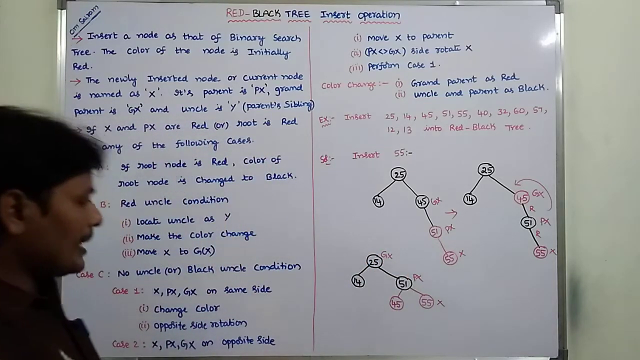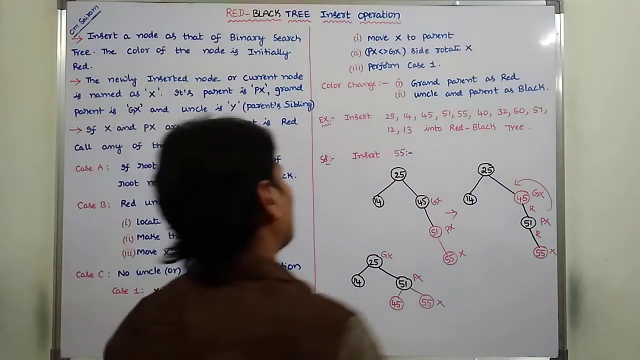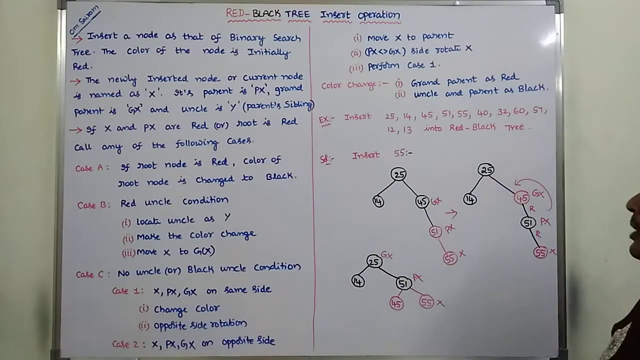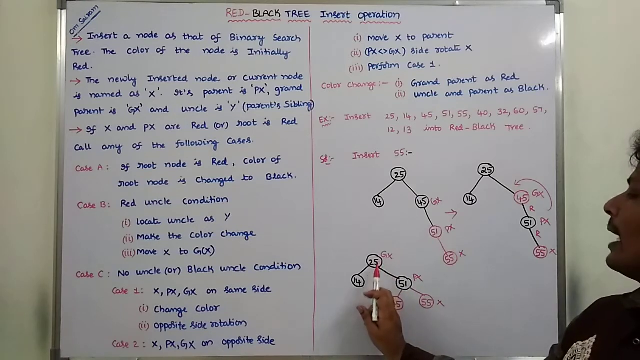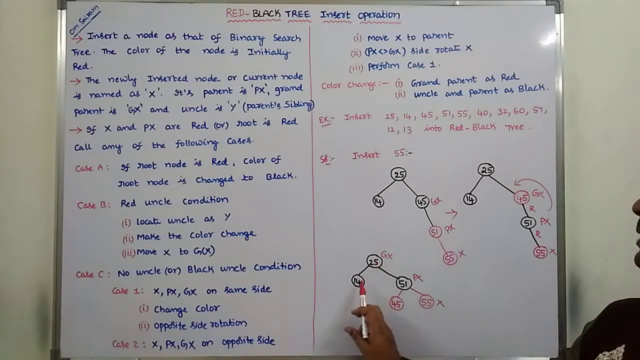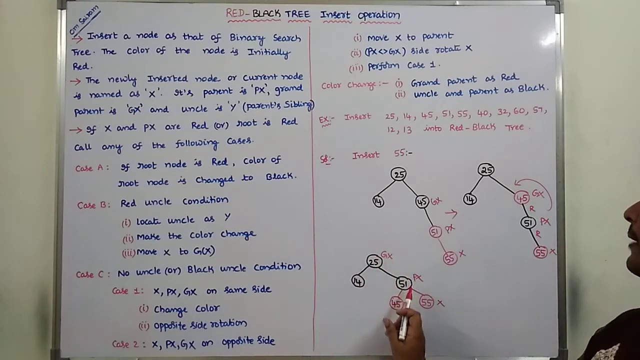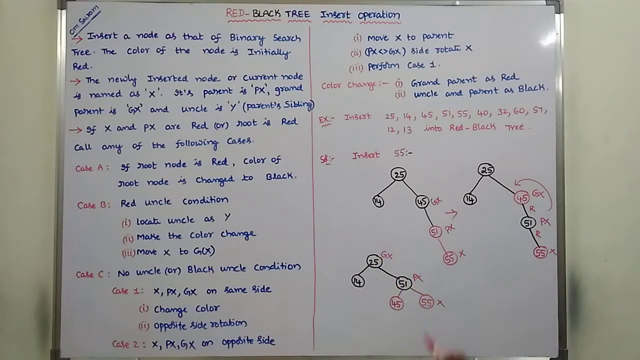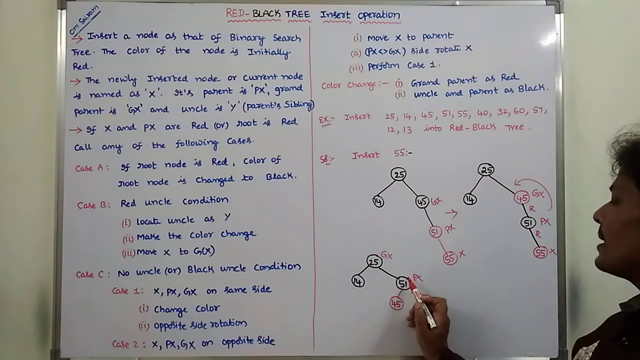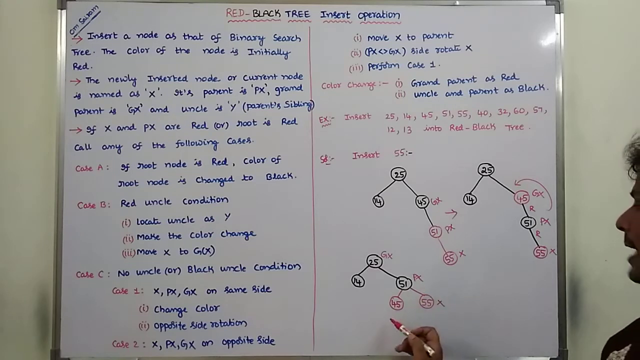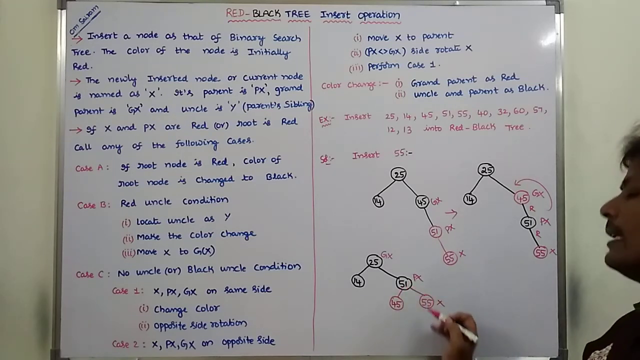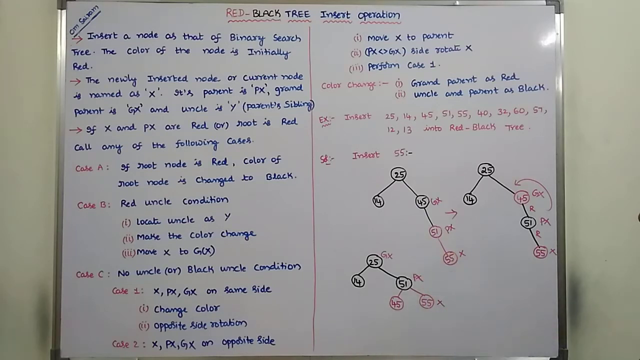Now it satisfies the binary search tree property. 14 is less than 25, so it is left hand side. 51 is greater than 25, right hand side. 45 is less than 51, left hand side. 55 is greater than 51, so it is right hand side.